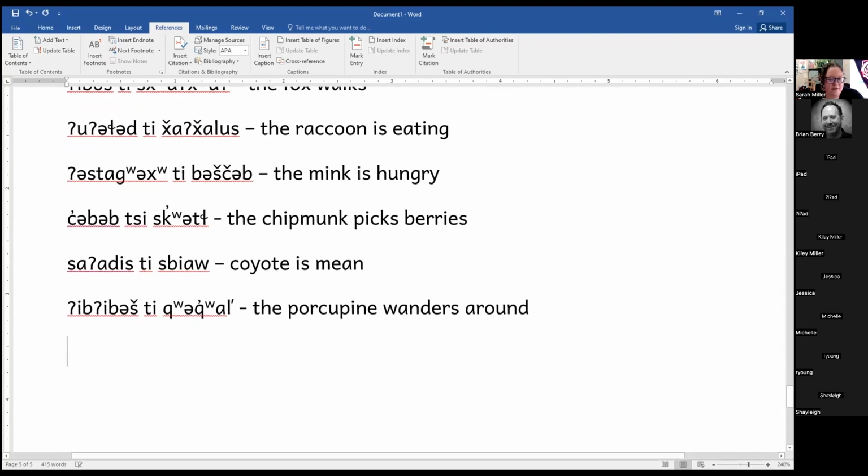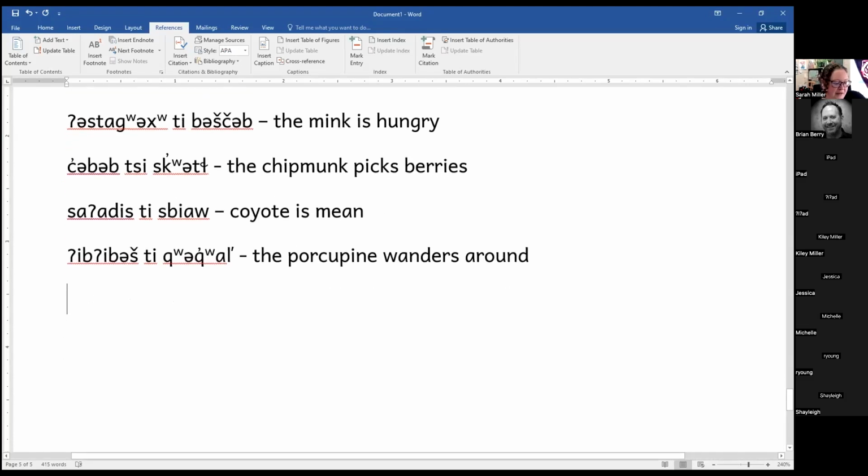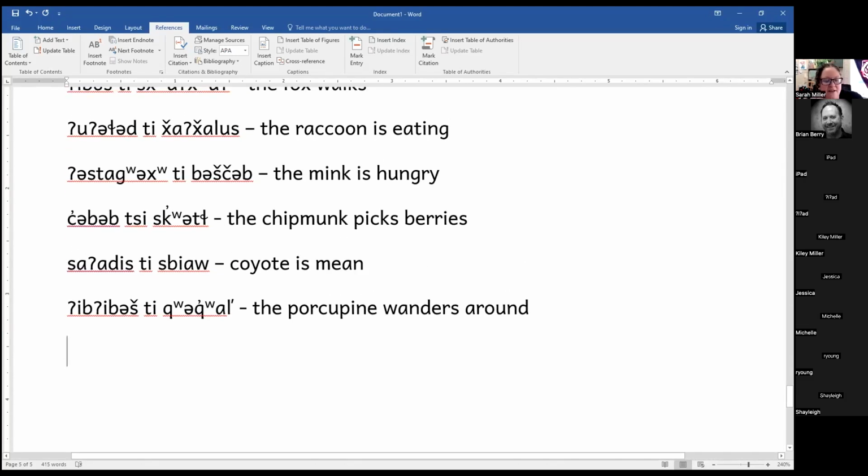One time I saw a porcupine in the middle of the road. They're surprisingly larger than I thought they were. And I had to go around it because he was just wandering around like he was confused or something. I instinctively wanted to get out and pet him because I thought he was so cool, but I knew better.